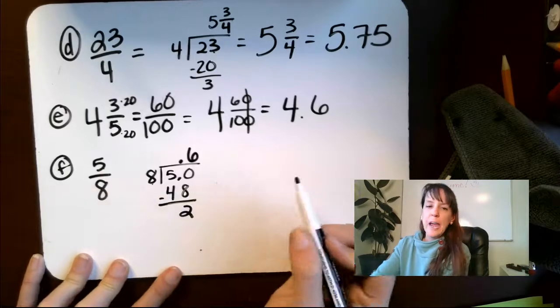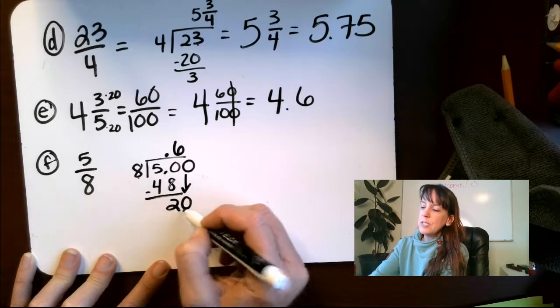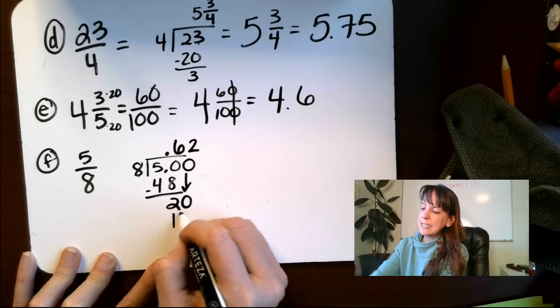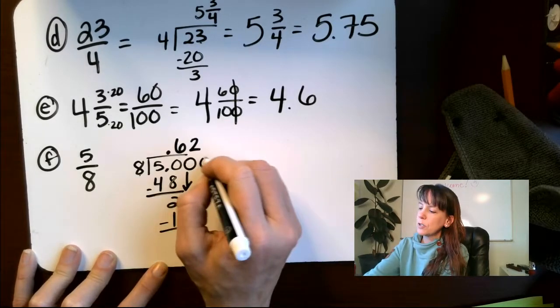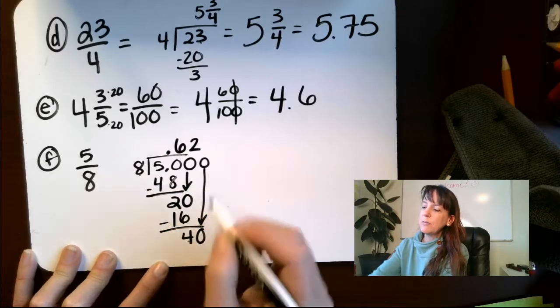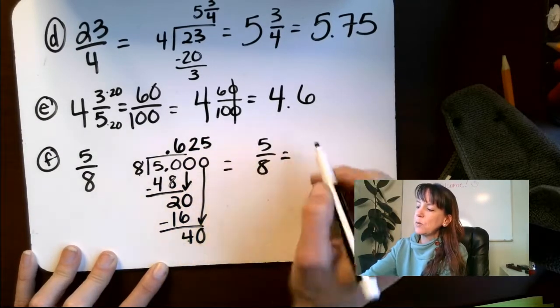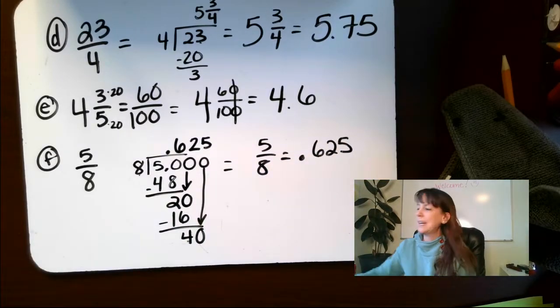That leaves 2. When I subtract, I bring down another 0. 8 goes into 20 2 times. 2 times 8 is 16. Subtract, and I bring down another 0. 8 goes into 40 5 times. So 5 over 8 equals 625 thousandths.